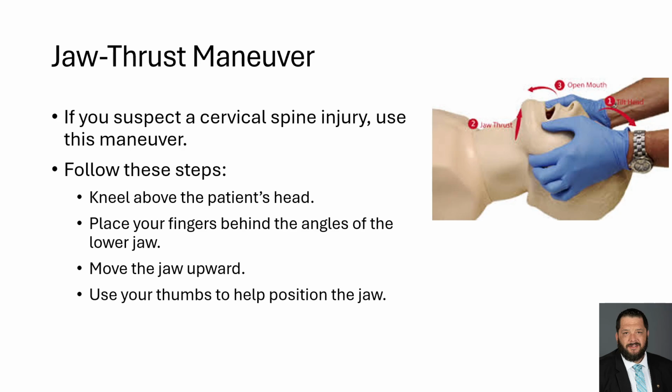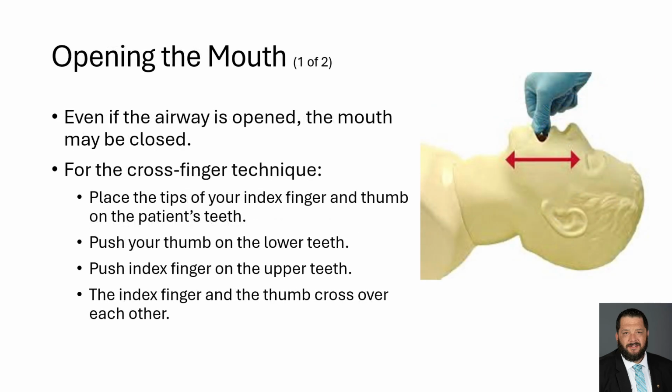Collapsing your fingers into your palms, you're going to move the jaw upward, and you can use your thumbs to help position the jaw. This will cause the mandible to move out and upward, thus lifting the tongue again out of the oropharynx. This process can be painful, so be mindful of that as you're practicing in lab or as you're performing this in the field as well.